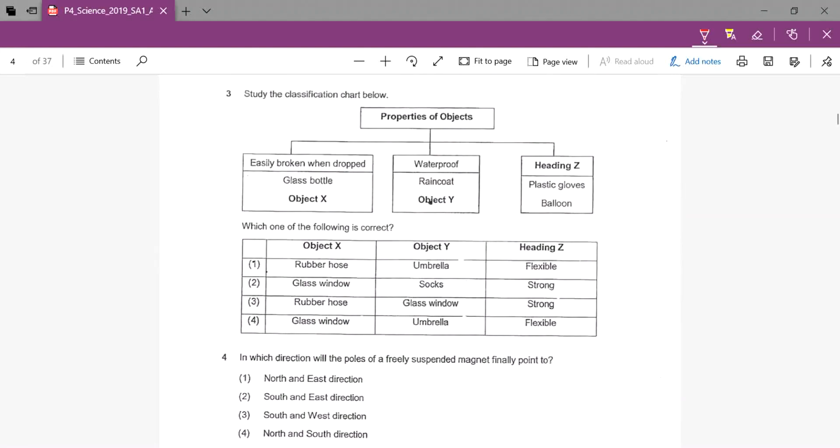Next question. Study the classification chart below. Properties of objects: easily broken when dropped, waterproof, and heading Z, which you have to go and find out. So let's look at easily broken when dropped. Will rubber hose break easily? No. So both are out. So you are left with 2 and 4. Waterproof. Are socks waterproof? No, socks are not waterproof. Umbrella are. So option 2 is also out now. Then now you have only left with option 4. Let's double check. Are plastic gloves and balloon flexible? Yes, they are. So option is 4.